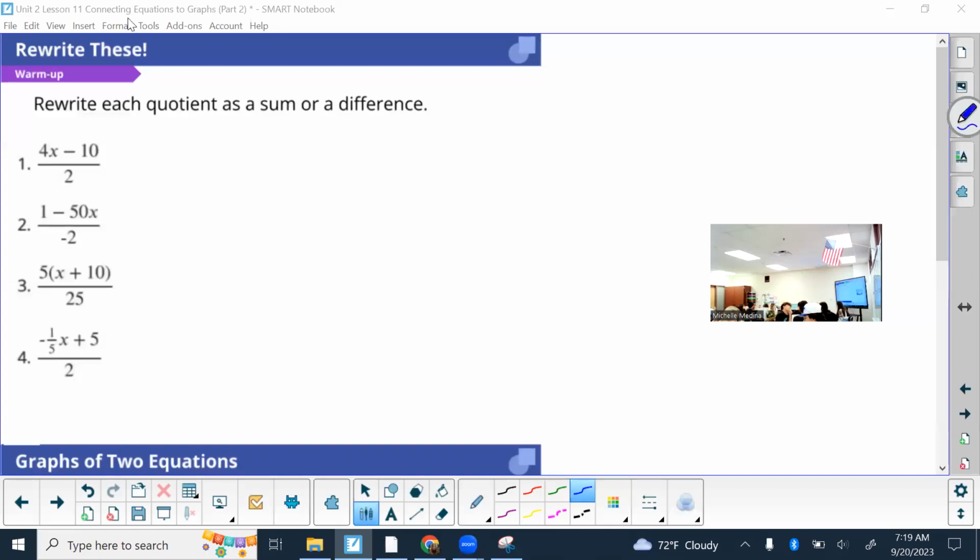So what is the quotient? No, not necessarily a quotient. Quotient is associated with what? Okay, so all of these are quotients, an expression divided by something. We want to not write them necessarily as quotients. We want to write them as a sum or a difference, so adding or subtracting. Which one do you think is the hardest?